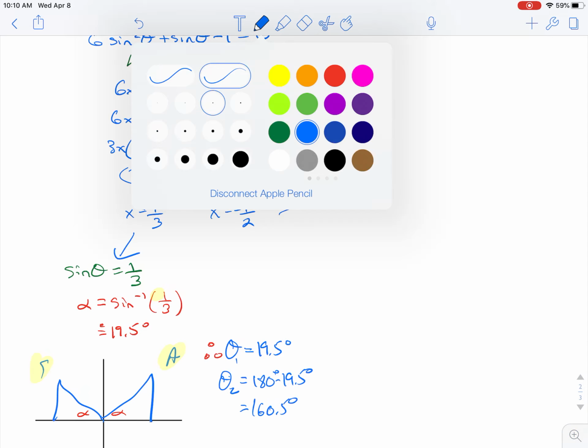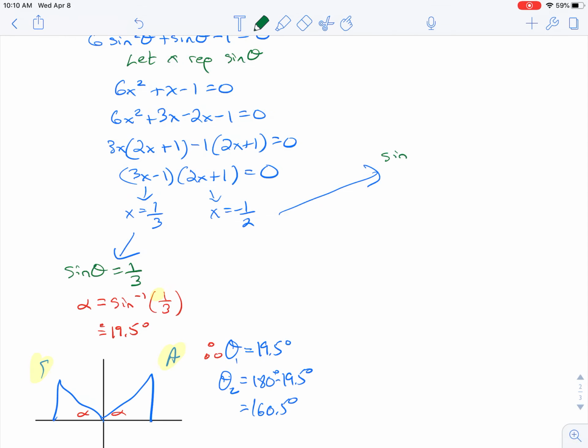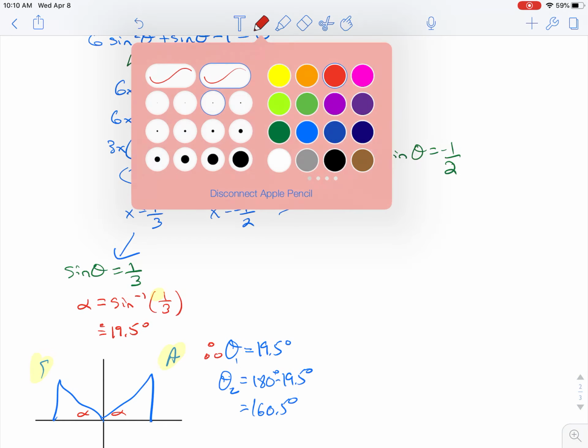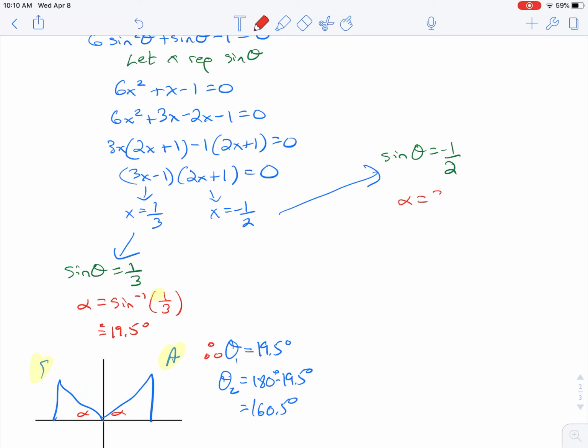And then this one, I'll do it over here. So again, I need to replace, this is sine theta equals negative 1/2. Therefore, alpha is going to be, again, this is the related acute angle, it's 30. But when we draw this, using the CAST rule, it is negative. So where are we going to be for sine being negative? Down here. So my related acute angle is not one of my answers in this question.